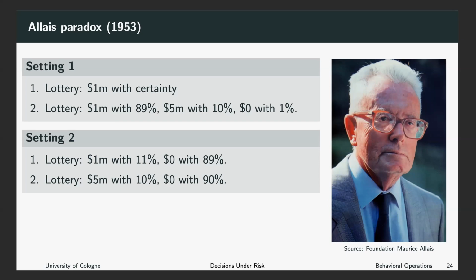In setting 2, you again have the choice between two lotteries. The first lottery, you get $1 million with a probability of 11% and $0 with a probability of 89%. The second lottery has the following payouts. You get 5 million with a probability of 10% and 0 with a probability of 90%. Which lottery would you select?